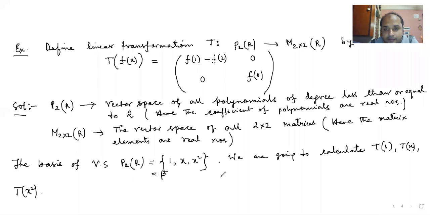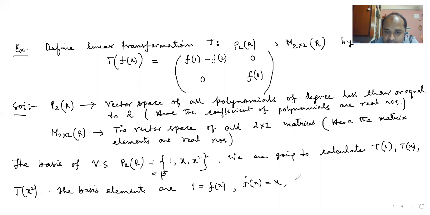Now, what is f(x) here? If these are the basis elements, the basis elements are themselves polynomials. The basis elements are 1, x, x square, so we can call each a function. The first function is 1. The second basis element is also a function, which is x. The third basis element is also a function, which is x square. So carefully observe.